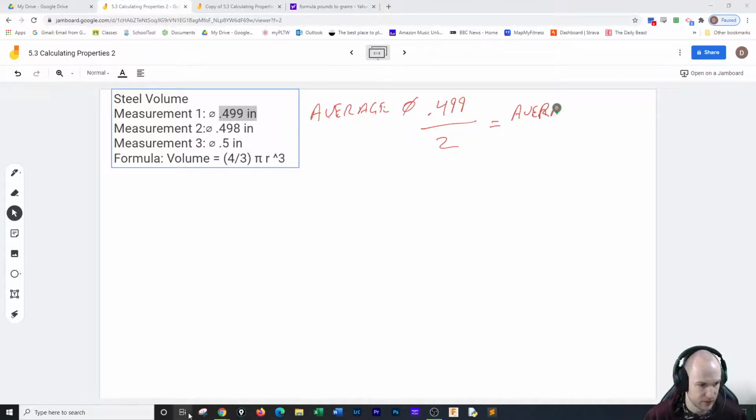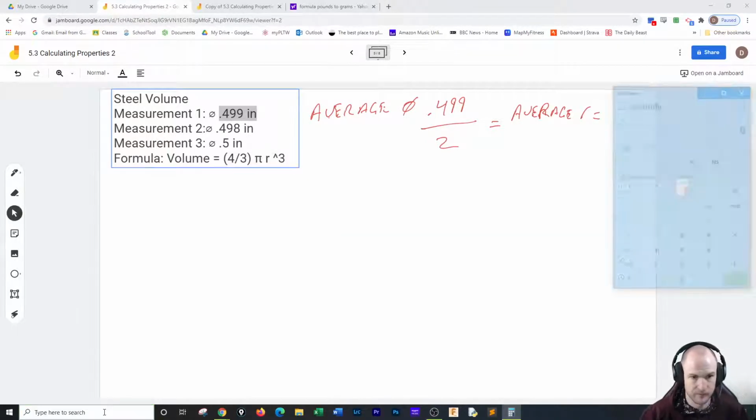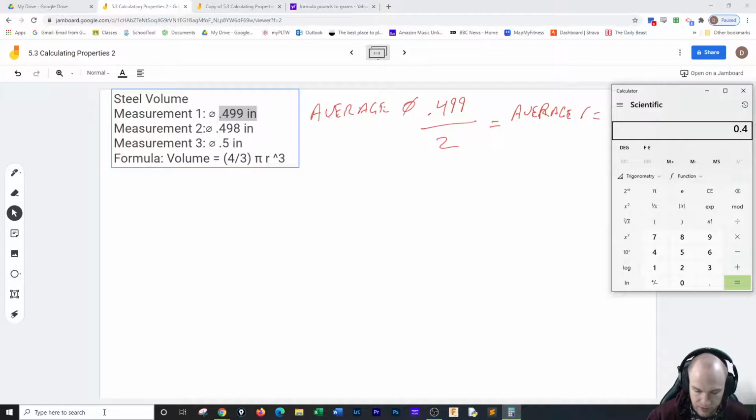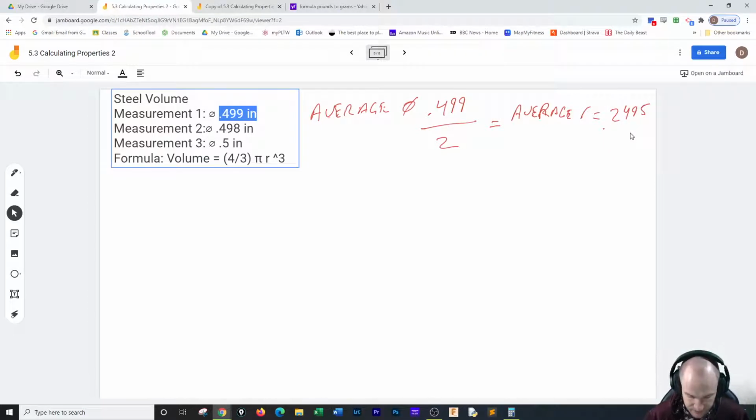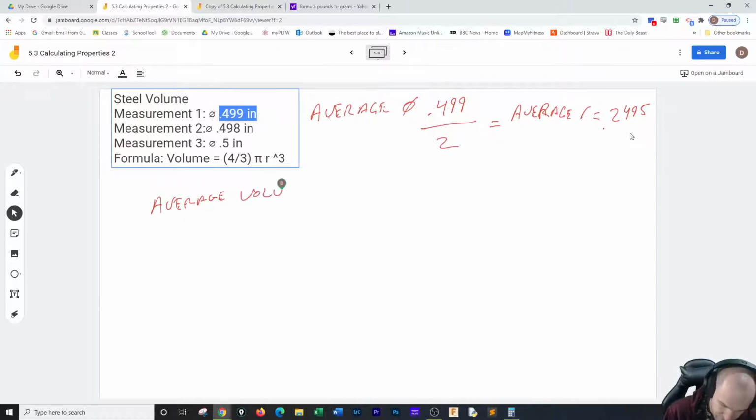The average radius is going to equal 0.499 divided by 2, which is 0.2495. So we got that right there. So that's the average radius. So now when we do our formula, same as before, average volume equals 4/3 pi radius cubed. We're going to substitute in our values, and then we're going to put it in the calculator.